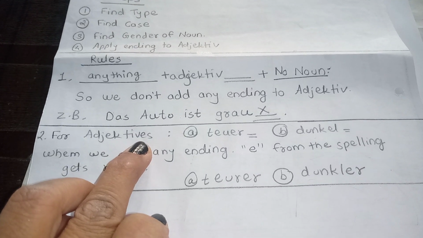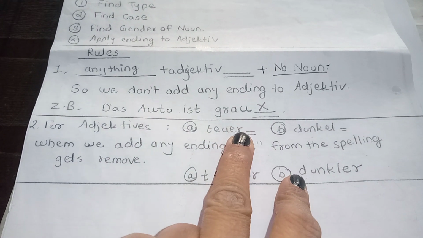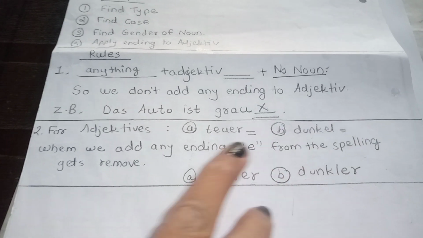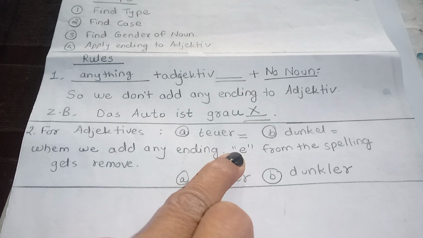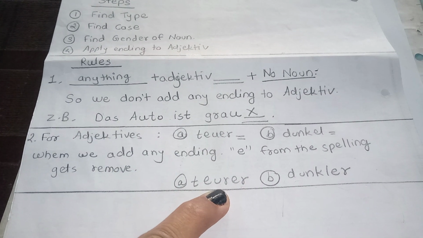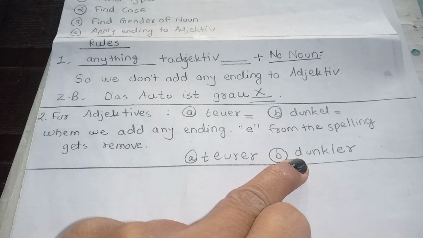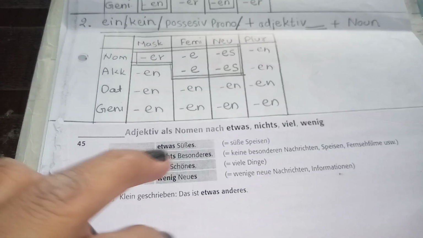Now for some adjectives, for example teuer and dunkel. Teuer is expensive, dunkel is dark. When we add any ending, the e from the spelling gets removed. So teuer becomes teurer and dunkel becomes dunkler. Okay.